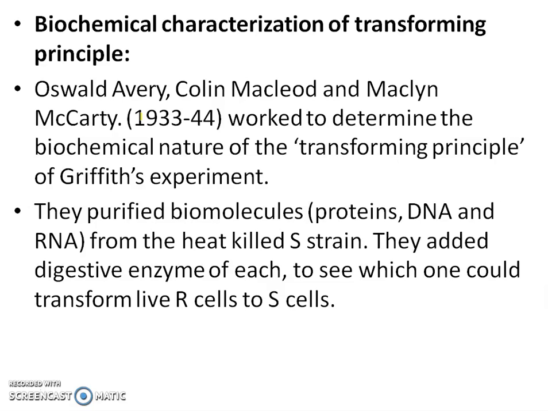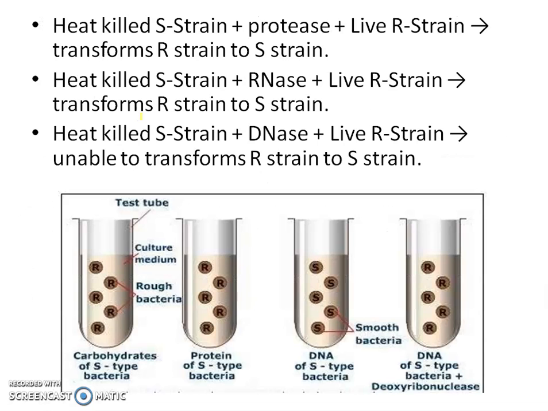So they purified biomolecules. What did they do? They purified the biomolecules, the proteins, the DNA and RNA from the heat-killed S strain. So they took out proteins, DNA and RNA, and they added digestive enzymes for each. Proteins were digested by proteases, DNA by DNase, and RNA by RNase. To see which one would transform the R cells, they took heat-killed S strain bacteria plus protease enzymes plus live R strain.